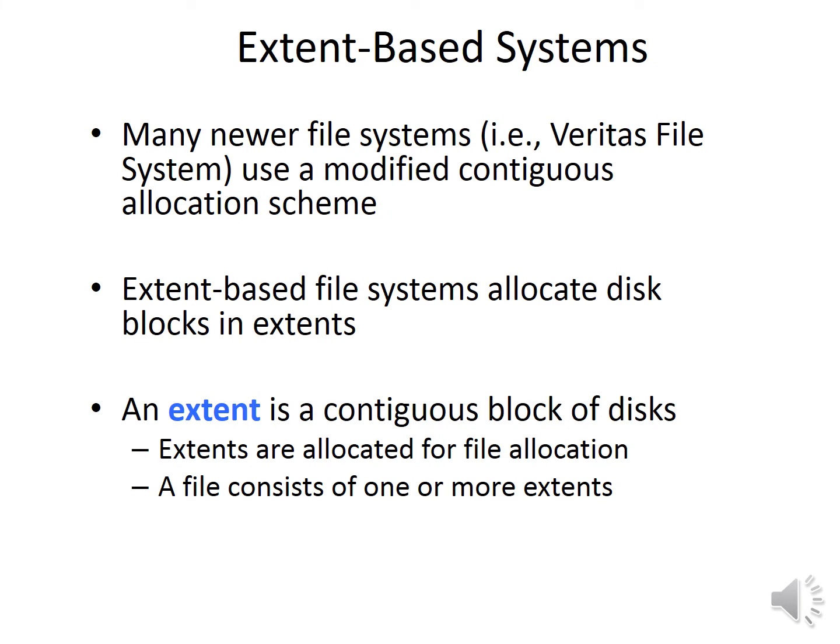Extent-based systems: many newer file systems use a modified contiguous allocation. An extent is a contiguous allocation of blocks of disk. Extents are allocated for file allocation, and a file consists of one or more extents.